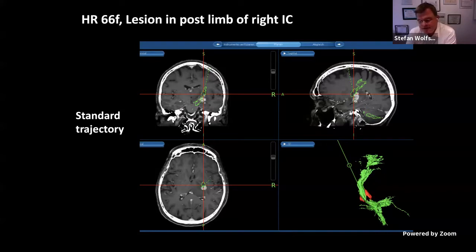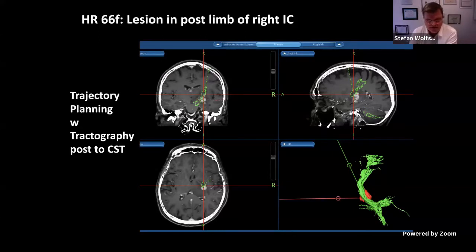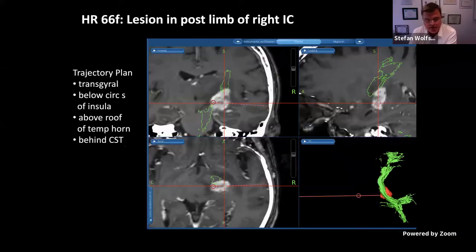And of course, you can say you separate the fibers with your needle. But in fact, if you see this once, you wouldn't do it. So you better plan a different approach and come from T1 on the side. Also, T1 on the side is not that easy because of course you want to go transgyral, you want to stay below the insula, circular sulcus of the insula, and you want to stay over the temporal horn. So that's not a very easy approach, but we did it.